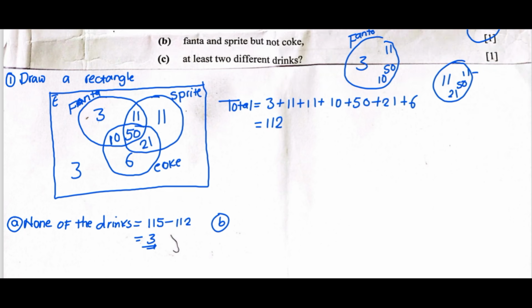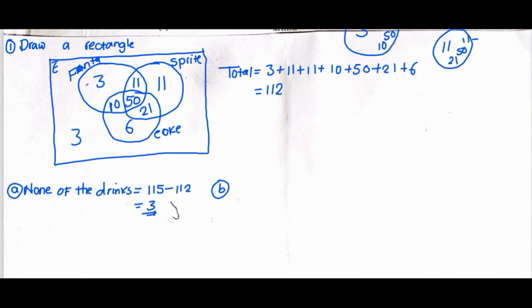For B, we just want those that took Fanta and Sprite but not Coke. So our interest is the students that took Fanta and Sprite but not Coke. So what does this statement mean? This statement is the same as saying we want the number of students in Fanta union Sprite intersecting Coke complement. Why is it Coke complement? Because whatever is in Coke is not needed. So if we are to shade the Coke, let me see if I can try to give you a picture here.